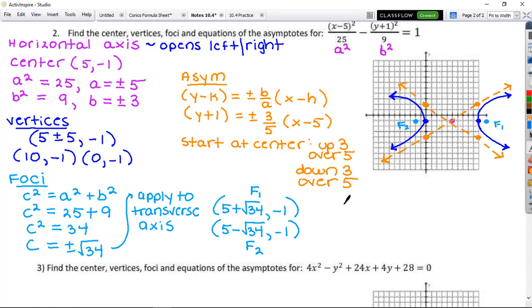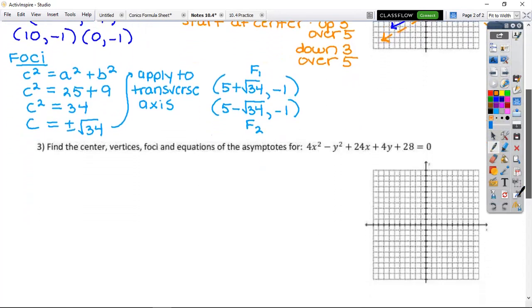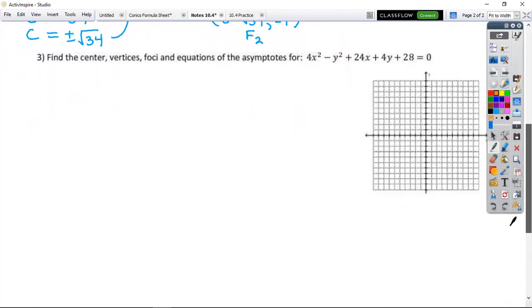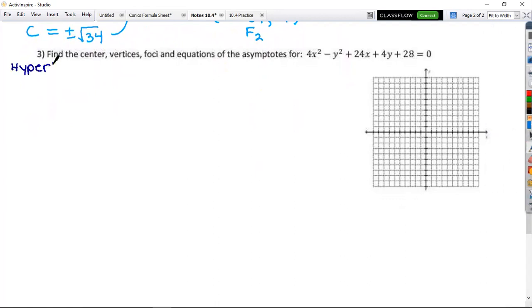So number 3, do it again. You need to find the center, the vertices, foci, and equations of the asymptote. When you look at question number 3, you want to look through it and determine which conic it is. Your choices are circle, parabola, ellipse, or hyperbola. What's this one? Are your signs the same or opposite? Opposite. Yep. So you got hyperbola. On your homework worksheet, these are all mixed up, so you got to be able to decipher that. So your signs are opposite.